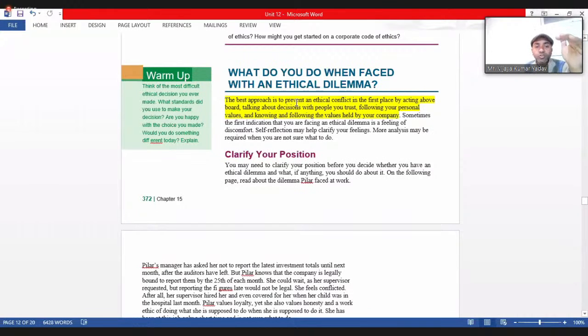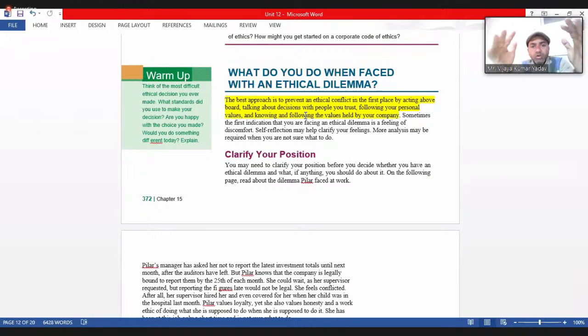The best approach to prevent an ethical conflict in the first place is acting above board, talking about decisions with people you trust, following your personal values, and knowing and following the values held by your company. So if you have an ethical dilemma, if you have an ethical conflict in your mind, then how can you solve this?